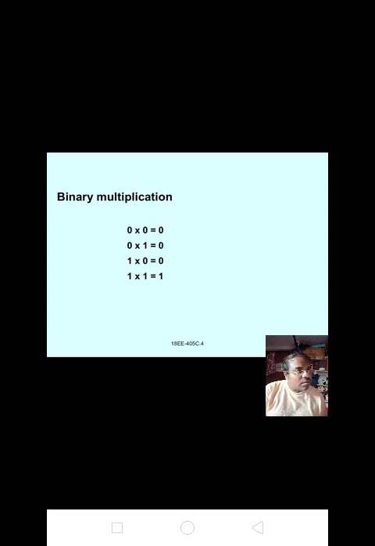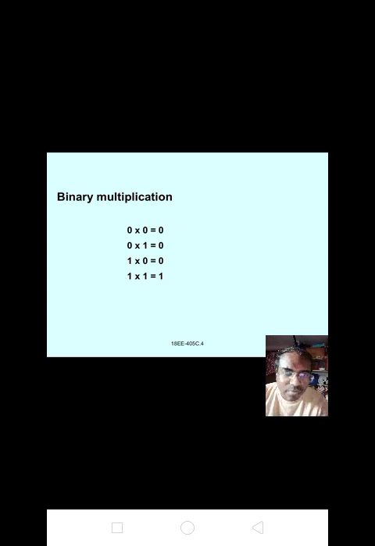Once again, 0 into 0 is 0. 0 into 1 is 0. 1 into 0 is 0. 1 into 1 is 1. Simple one. Okay, these are the rules for binary addition, binary subtraction, and binary multiplication.